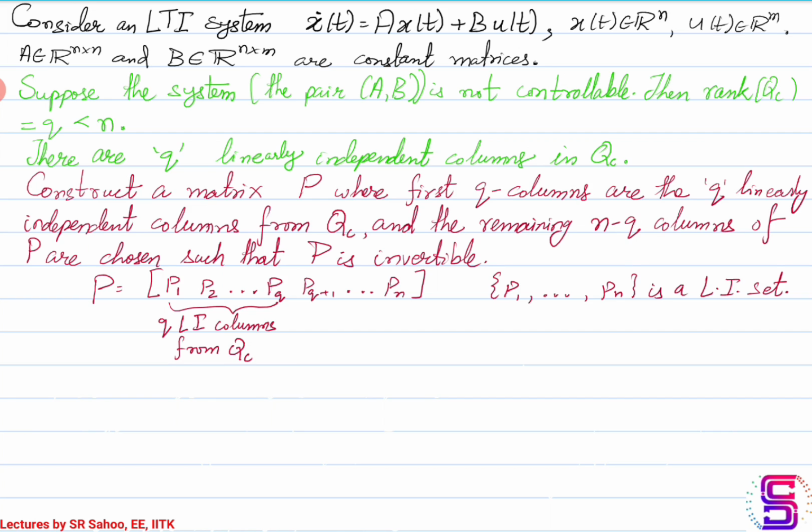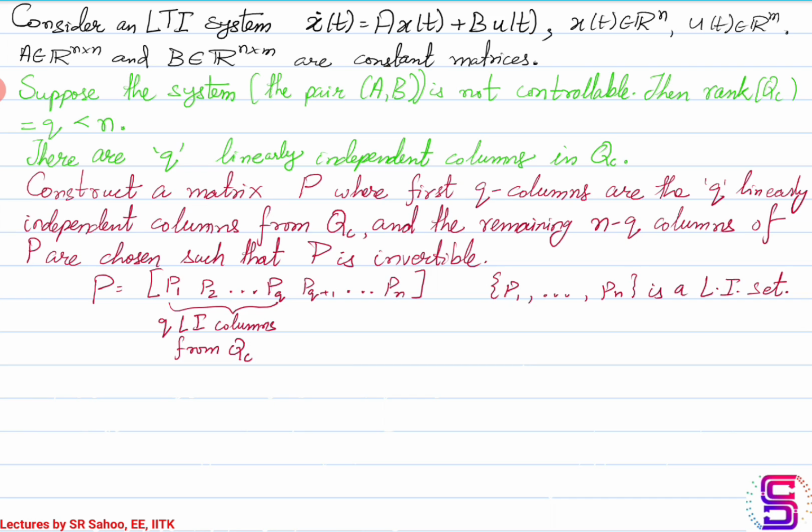So let us construct a matrix P, where the first q columns are the q linearly independent columns from QC. Essentially QC has n times m, nm, number of columns. From these nm columns, choose q columns which are linearly independent. Pick those columns and use them to form the first q columns of the matrix P. We'll label them as p1 till pq.